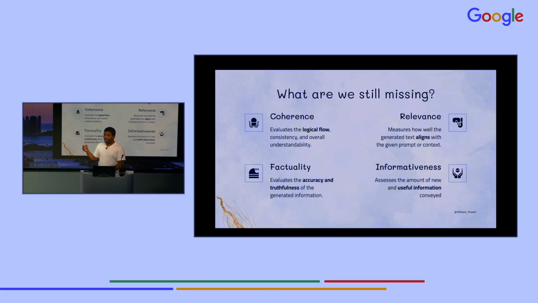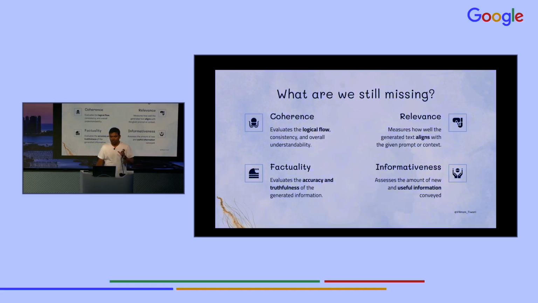Oftentimes, when I make my first version of the slides, I just put things in there, random slides at random locations. They don't have a logical flow. So when you look at that, it's like, yeah, I see there's a lot of content in here, but there's no coherence. I can't understand this. How does the first slide relate to the second slide? Why are these in here? So that coherence as a metric is not present right now.